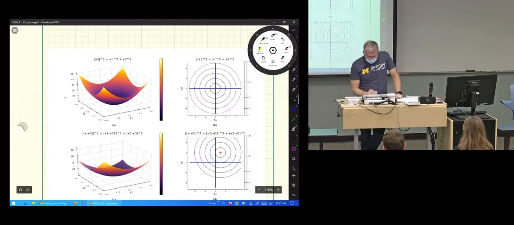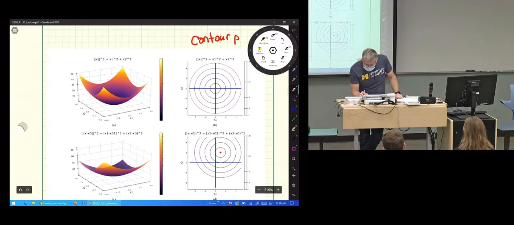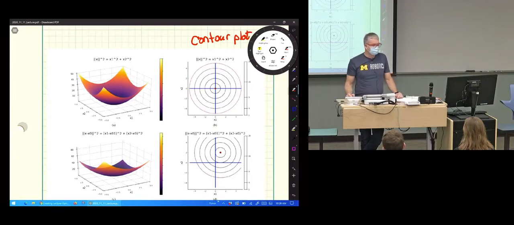Now it's hard to picture that. So what are these for the function? These are lines of constant value of the function. They're called contour plots. So this is a contour plot. What is it? It's a topo map for a function. That's all it is, okay? It's just a topo map.